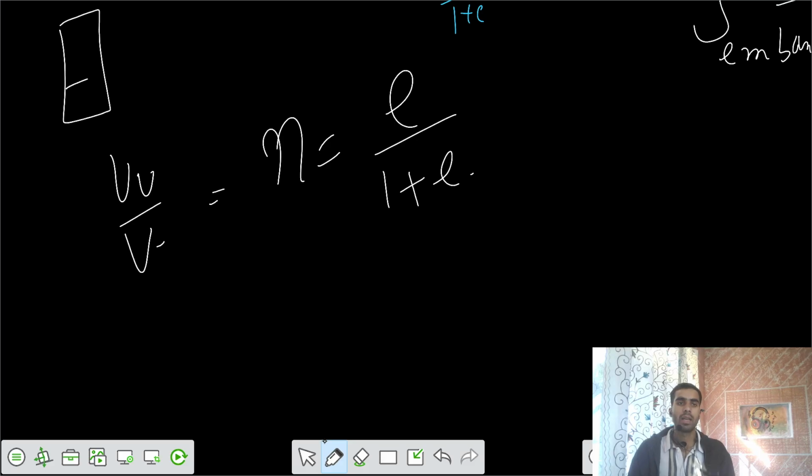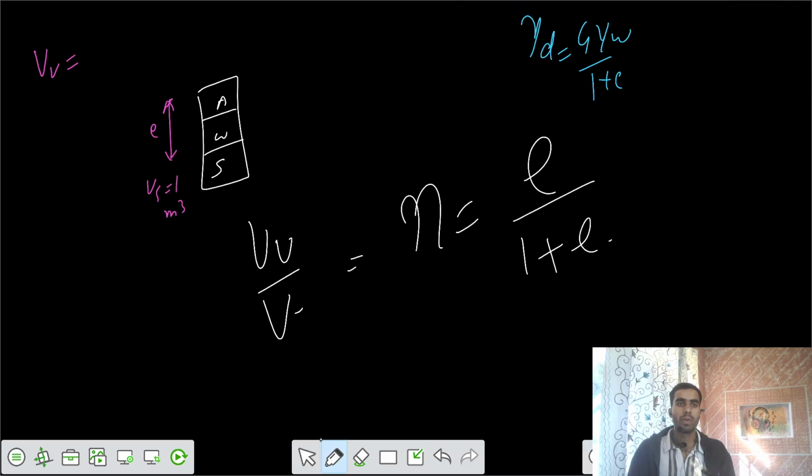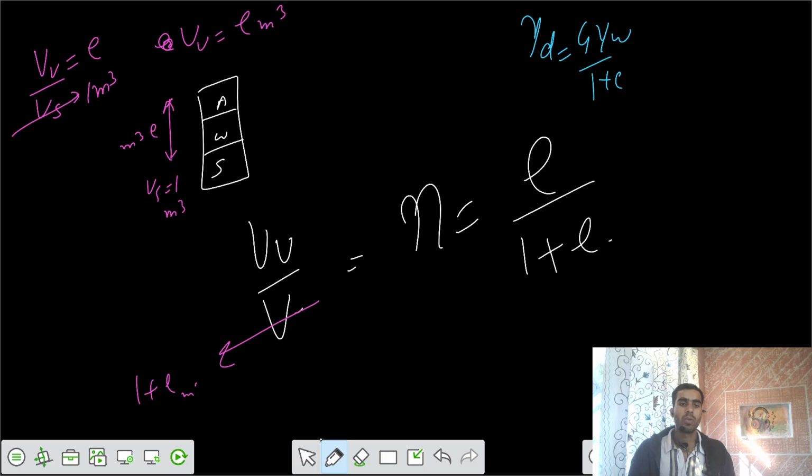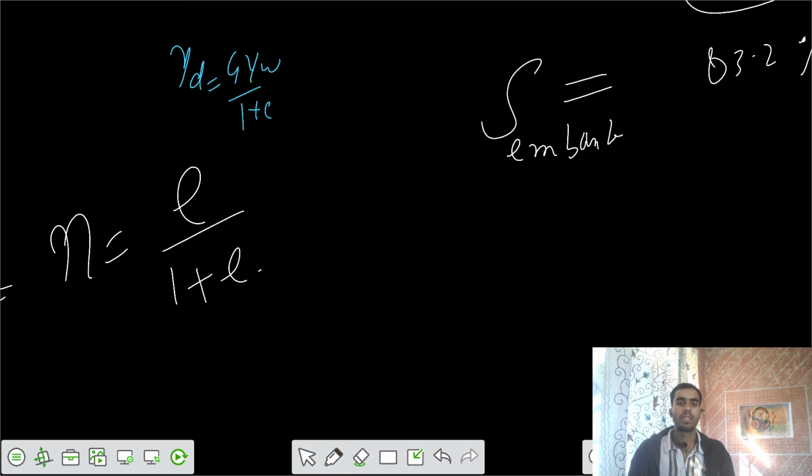Now, if we say that we have this three-phase diagram, with solids, water, and air, and I take the volume of solids as 1 meter cube, then your volume of voids is e meter cube, since e is the void ratio. From that I can write the total volume as 1 plus e meter cube, and the volume of voids is e. So this is the equation, e by 1 plus e. That is the value of porosity.